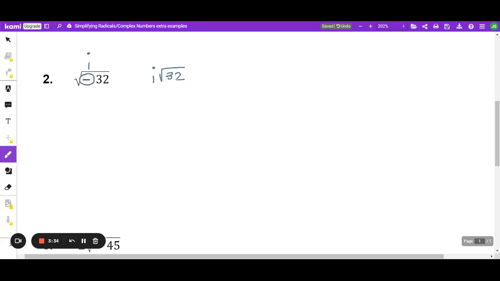Now we're going to simplify the square root of 32, starting with the birthday cake to write the prime factorization. So 32 is divisible by 2, and we get 16. 16 is divisible by 2, which is 8. 8 is divisible by 2, that's 4. 4 is divisible by 2, we get 2, and 2 is divisible by 2. There's our 1, there's our candle.